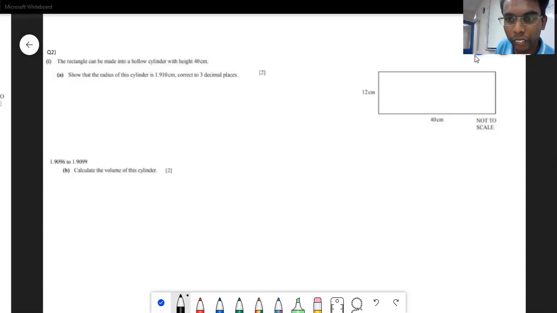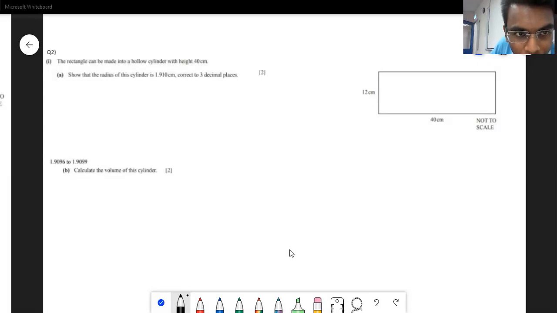Okay, so they were saying that the rectangle can be made into a hollow cylinder with a height of 40 cm, and show that the radius of the cylinder is 1.902. So what they're trying to tell you is that they already give you the radius and they want you to prove that that's the radius. So how can we actually do this?